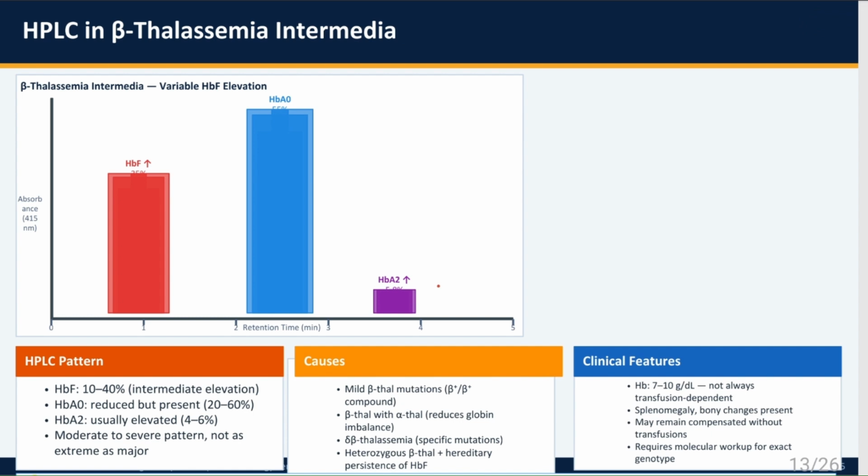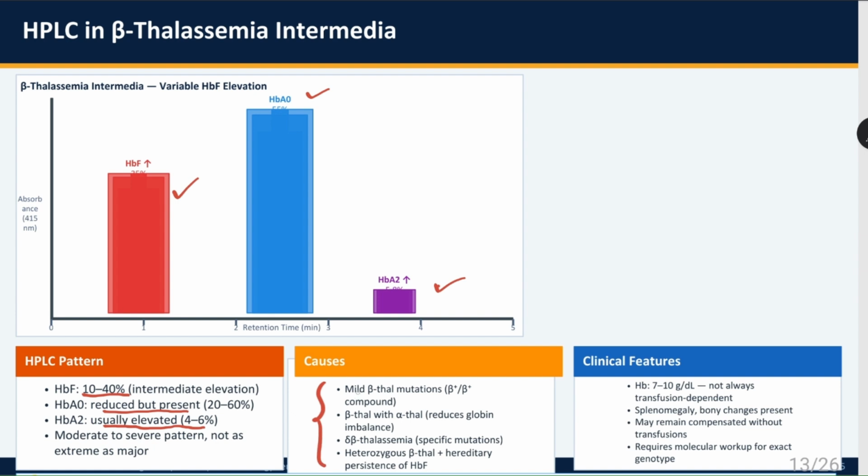Hepatosplenomegaly is present. There can be bone changes and growth retardation. In case of beta thalassemia intermedia, the HbF is elevated but not as high as in beta thalassemia major. The adult hemoglobin is slightly reduced and HbA2 level is also slightly increased. So you can see the HbF level is around 10 to 40%. Adult hemoglobin is reduced but present around 20 to 60%. HbA2 level is usually elevated between 4 to 6%.